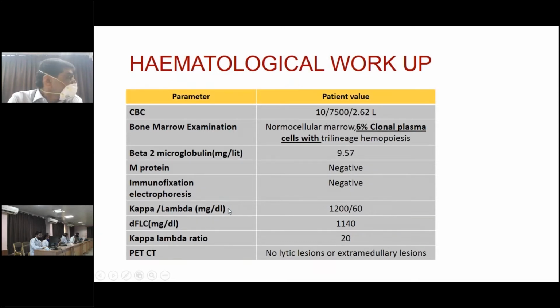And when we did a free light chain assay, we found it to be significantly deranged. Although the routine investigations like M protein, serum protein electrophoresis and immunofixation, did not reveal a clone, the light chain assay did pick up a kappa clone with a kappa light chain burden of 1200 milligram per deciliter. The PET CT, done subsequently to rule out any extramedullary disease or plasmacytomas, revealed no lytic lesions or extramedullary disease. And then we went ahead with a bone marrow examination, which revealed 6% clonal plasma cells with an otherwise age-appropriate cellularity.